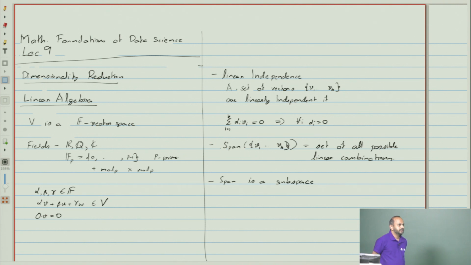So the thing is, you do not get the entire vector space if you span only these two vectors. Let us say I take the vectors (1,0,0), (0,1,0), and (1,1,0).